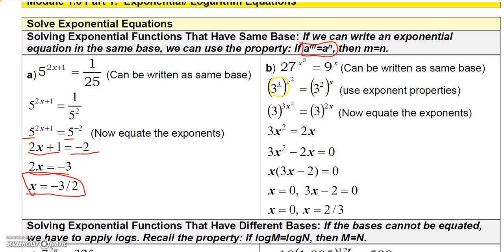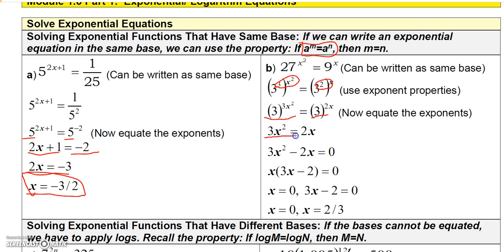Then I can use the properties of exponents that I told you to review, and multiply these two exponents and get 3 to the 3x squared power, and over here I can multiply these two exponents and write this as 3 to the 2x power. So now I have the same base on both sides, so therefore these exponents must be equal.